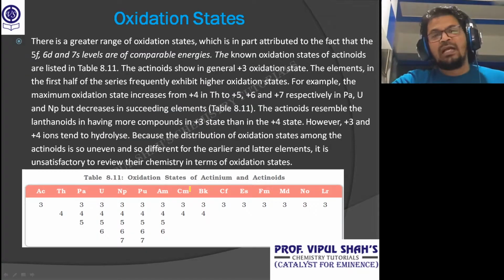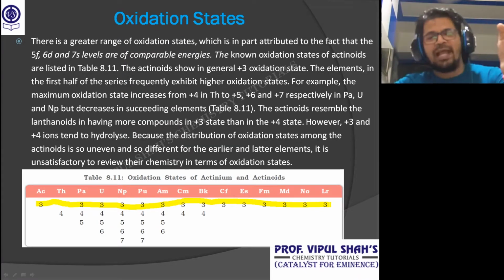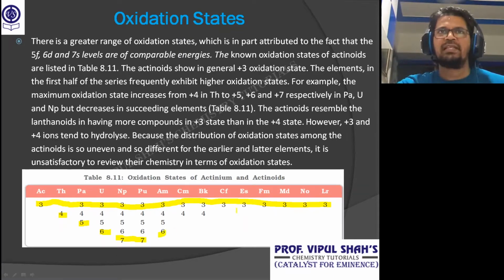Now comes the oxidation states of actinides, like how we spoke about lanthanides. If you look at this table, except thorium, all of them have a +3 state. So +3 is the maximum stable oxidation state common to them. And if you observe, as we go, the oxidation states keep increasing: thorium has 4, protactinium goes up to 5, uranium 6, neptunium and plutonium have 7, and then it goes on decreasing. So the maximum goes up to +7 because you're using electrons from 3 shells.